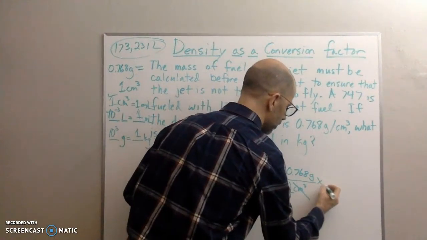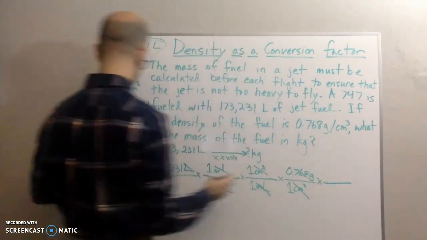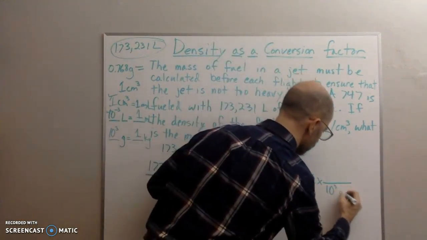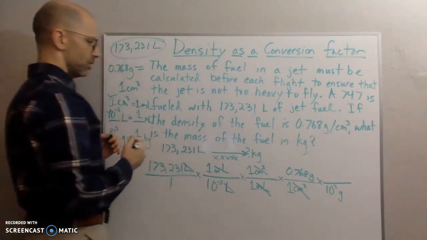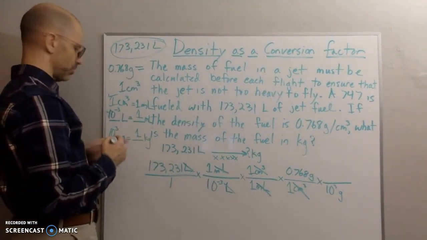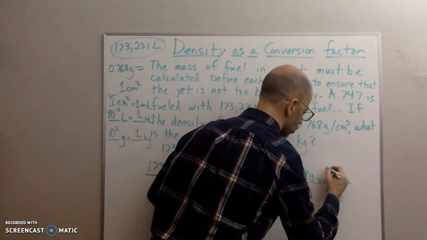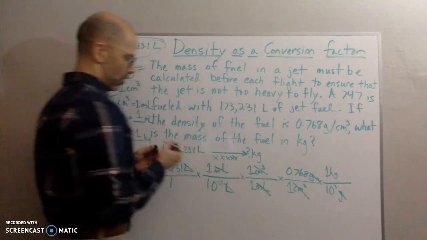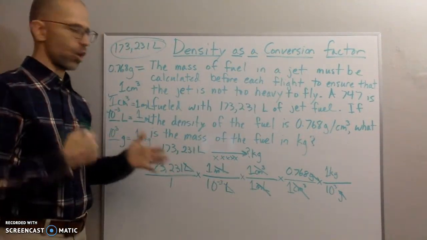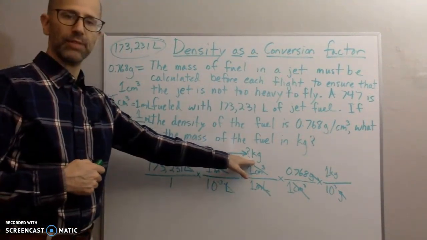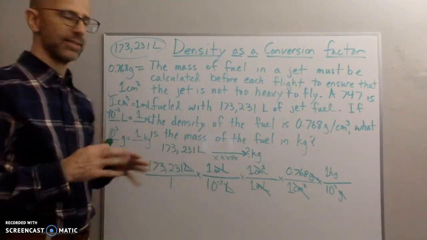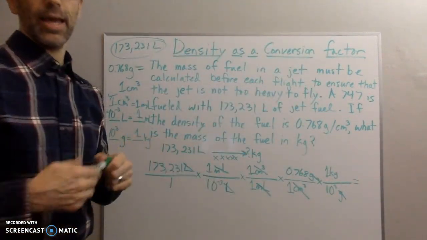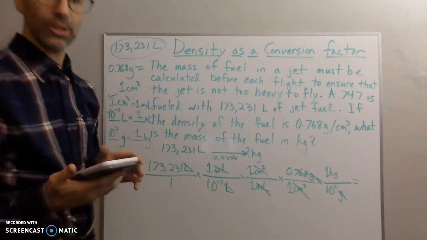Now I'm going to do my last step. Grams goes on the bottom. I have 10 to the 3 grams of the fuel on the bottom, and 1 kilogram goes on top. So grams cancels out. I now have kilograms, which is what the problem is asking for. That's where I'm supposed to end. I stop. Now I just take my calculator and calculate the answer.